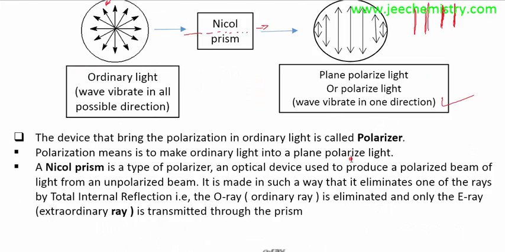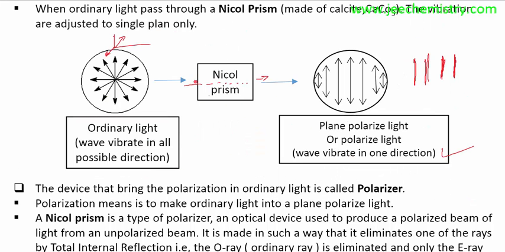The device which brings polarization in ordinary light is called a polarizer. Polarization means vibrating in one direction. Now, passing through the nickel prism, the light vibrates in only one direction. Polarization means going from all directions to one direction, making ordinary light into plane polarized light. In ordinary light the waves vibrate in all directions, but after polarization they vibrate in only one direction, one plane.